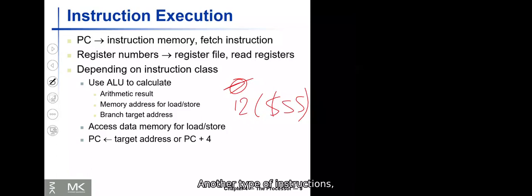Another type of instructions just updates the PC: branch and jump. These two kinds of instructions update the PC based on the condition, whether it is taken or not taken. If it is taken, we update the PC with a new target address. If it is not taken, the PC gets, like always, PC plus 4, the next PC.